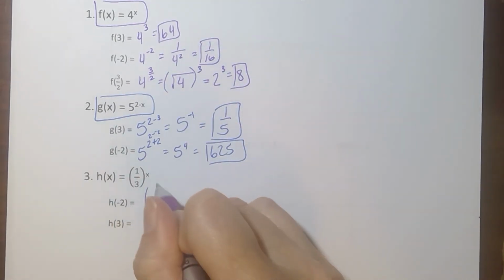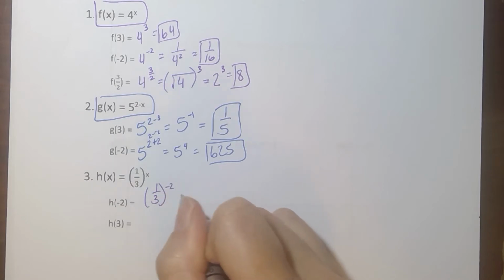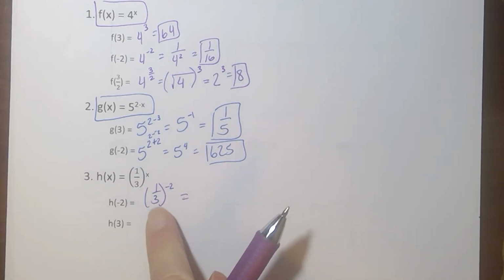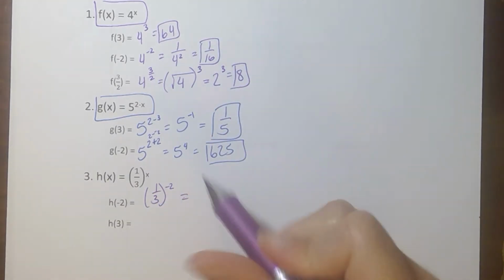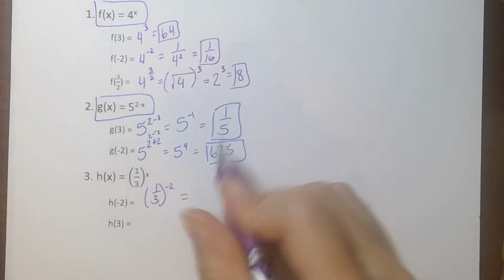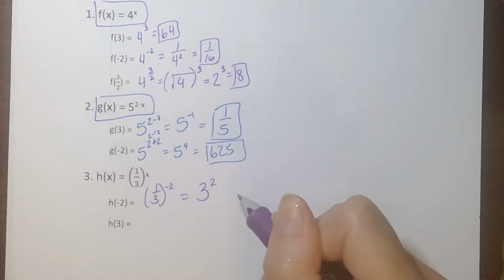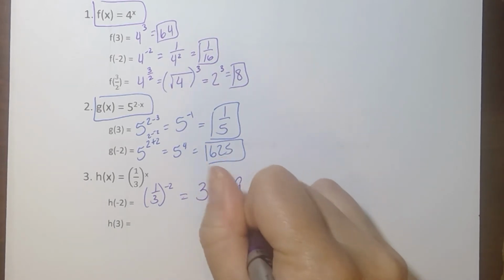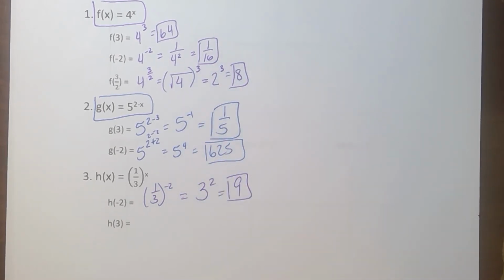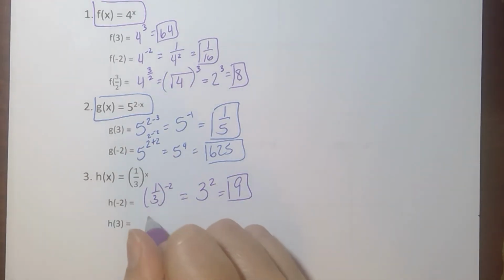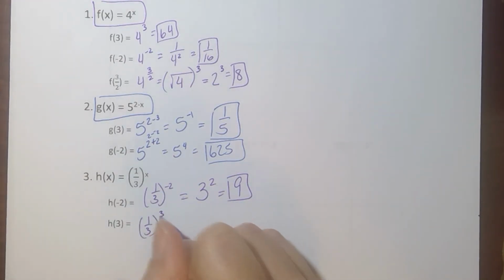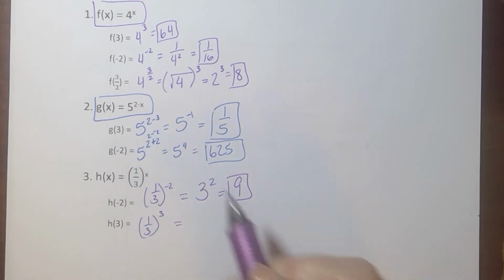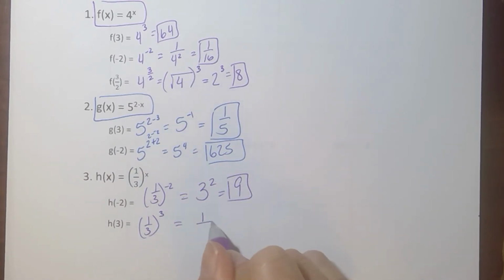H of negative 2 means I have 1/3 to the negative 2, and that negative in my exponent tells me to take the reciprocal of my base. Well, when I flip this, 3 over 1 is the same thing as 3. I still need to square that. The exponent doesn't go away. I just took care of the negative by taking the reciprocal. And finally on this page, h of 3 would be 1/3 to the third power, or 1/3 cubed. 1 cubed is 1, 3 cubed is 27.